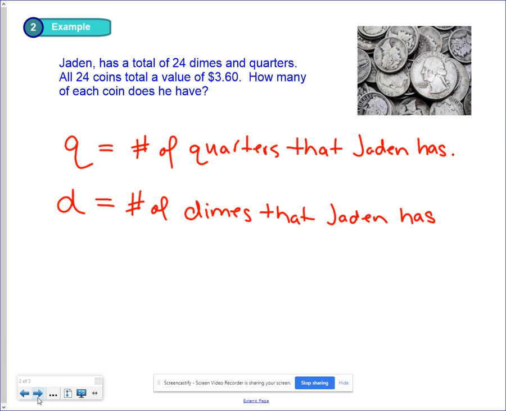Now that we've got our variables defined, if you have two variables, you've got to have two equations. So we've got to write two equations involving Q and D. Well, it says he has 24 dimes and quarters. Q is how many quarters he has, D is how many dimes. So if you add those together, that should equal 24. So Q plus D equals 24. What else did it say? The value of the coins is $3.60.